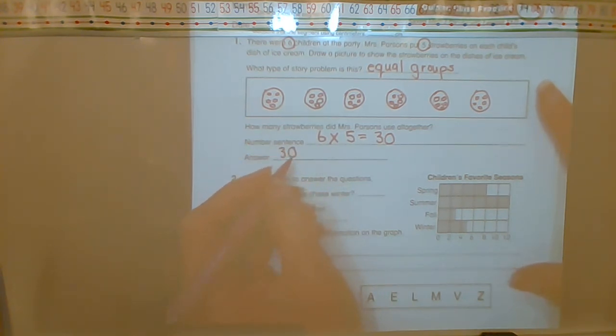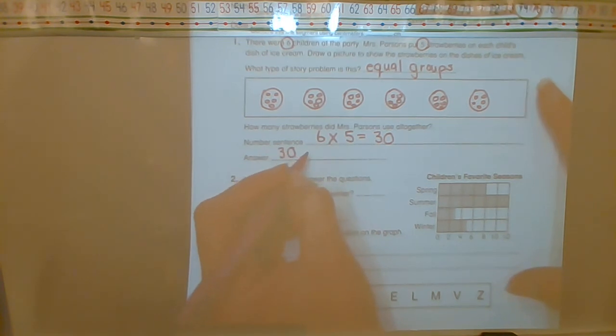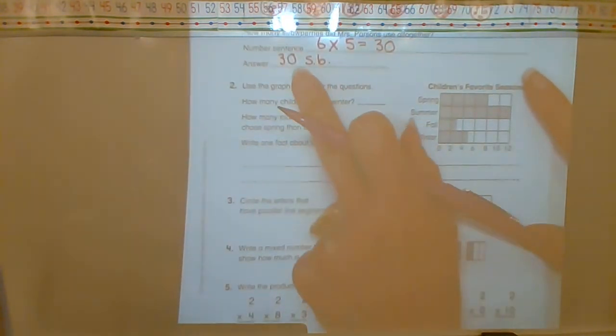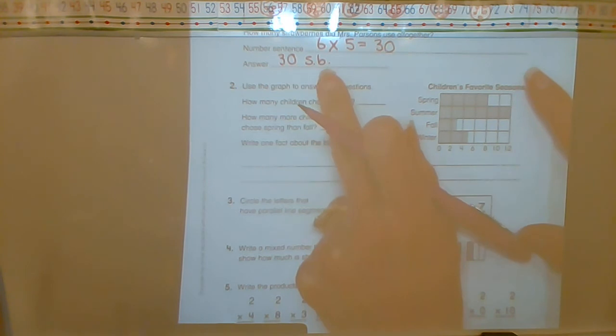What would be a shortcut? S-berries? No, because somebody's like, stinky berries? No. Maybe we'll just say SB, strawberries. That's a good shortcut. But somebody might be stinky berries? Silly berries?